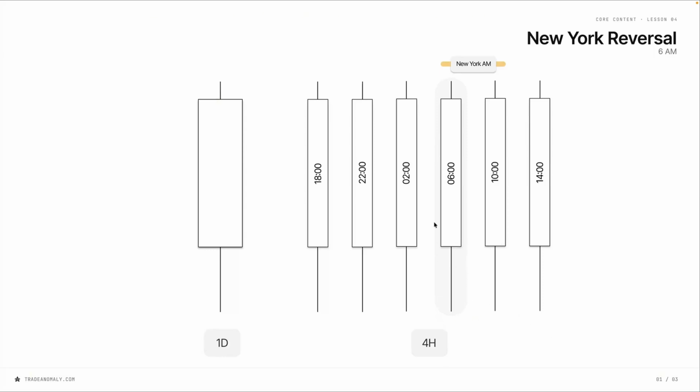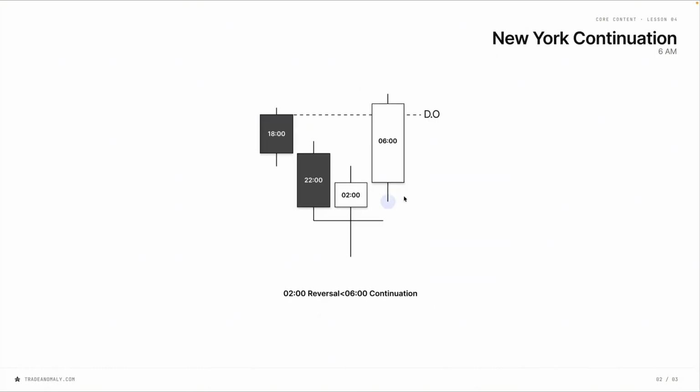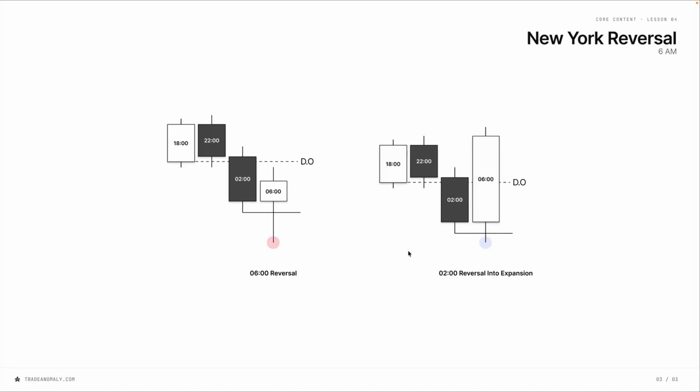Now let's go over the New York AM session, which is created from two 4-hour candles, but specifically, we're first going to be talking about the 6 a.m. 4-hour candle. So now let's go over New York continuation. Ideally, this is where the day opens low, 2 o'clock reverses, creating that C2. Then you're going to trade that 4-hour 6 a.m. continuation as a C3.